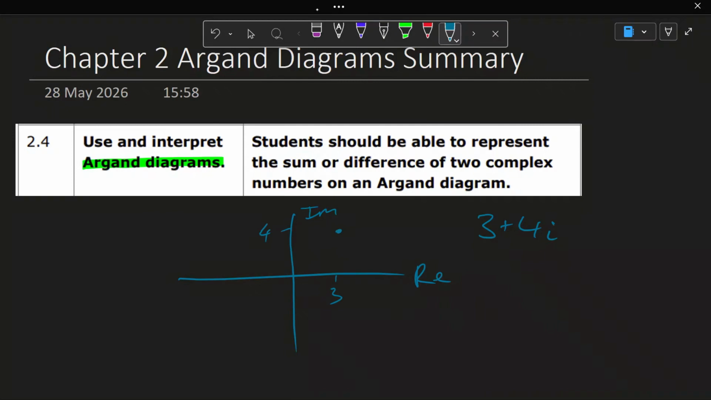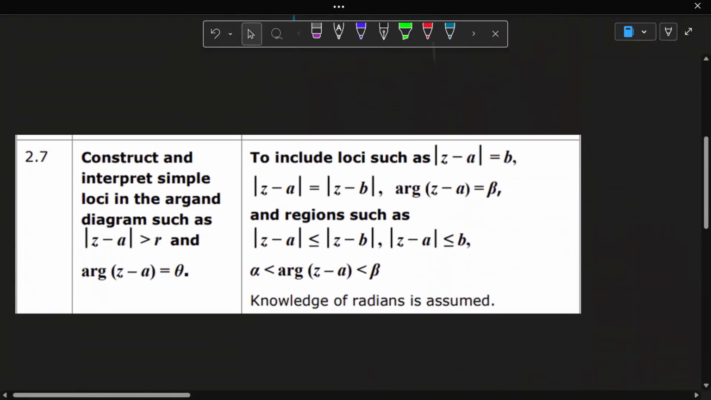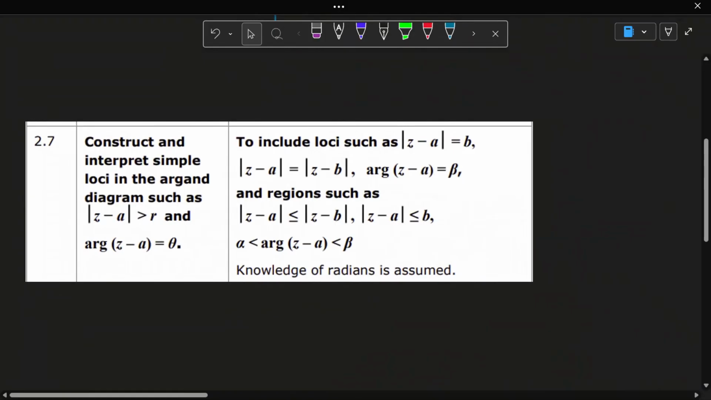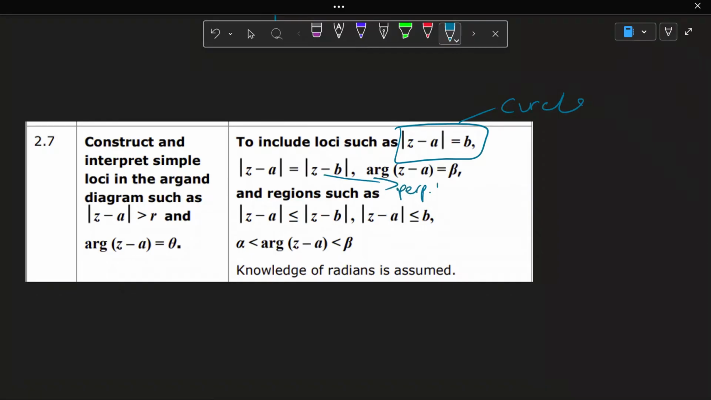It's not too complicated. Okay, so the complexities actually increase because now we're going to be talking about loci. So there are 3 main types of loci that we need to worry about. So this is going to be your circle. This is your perpendicular bisector. And this is your angle. It just makes a line. We'll go more in depth later on. We'll start with circle for now.